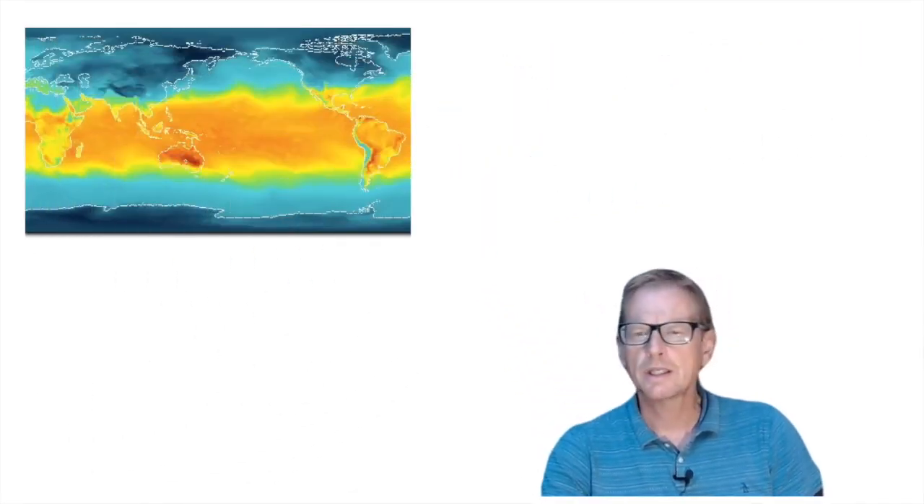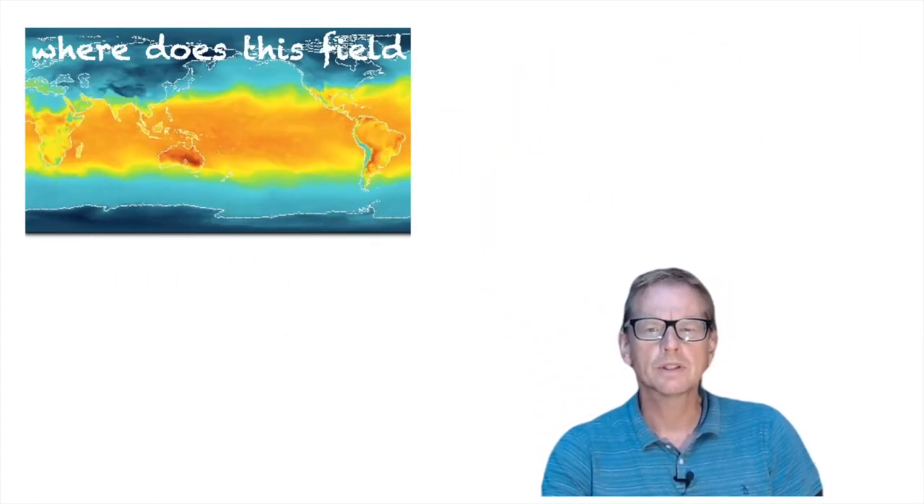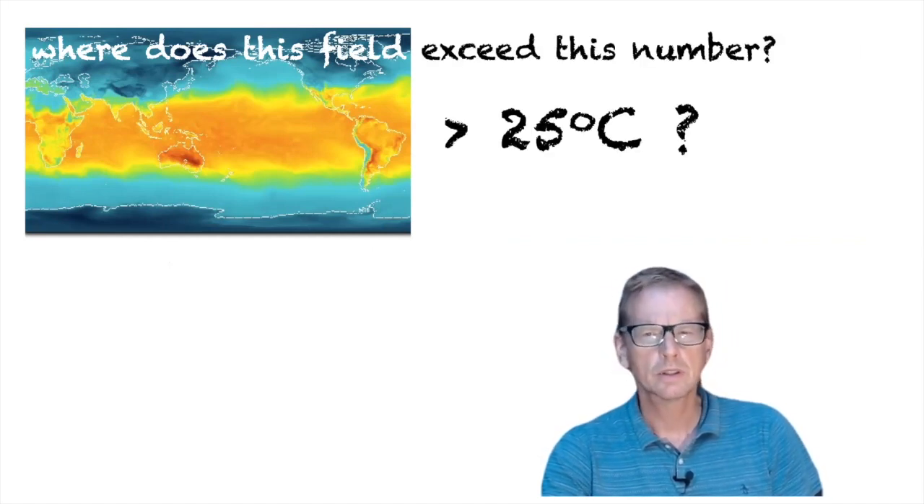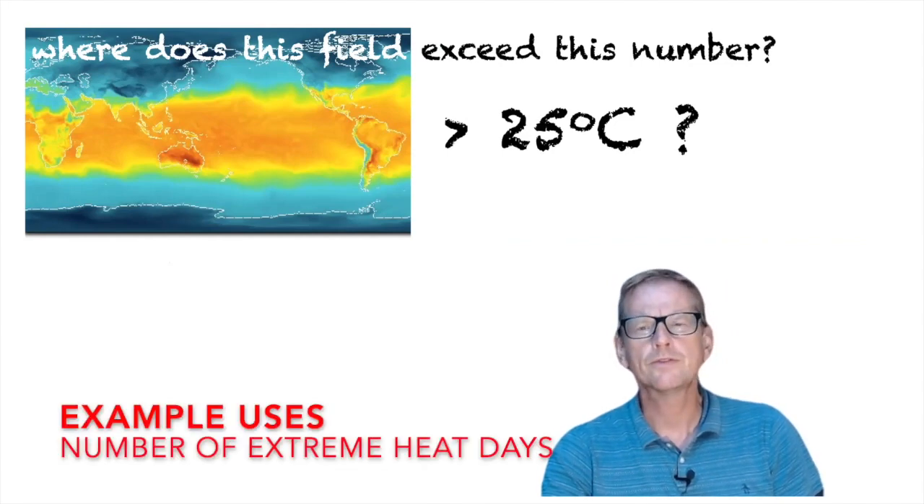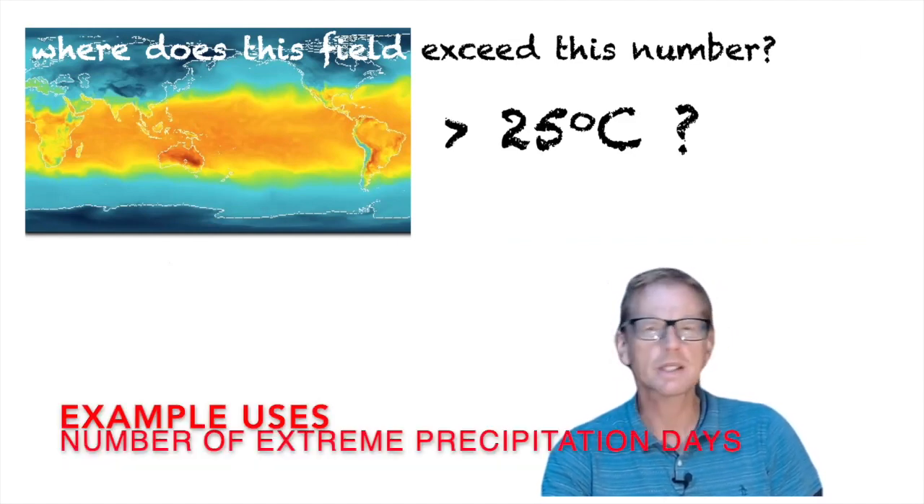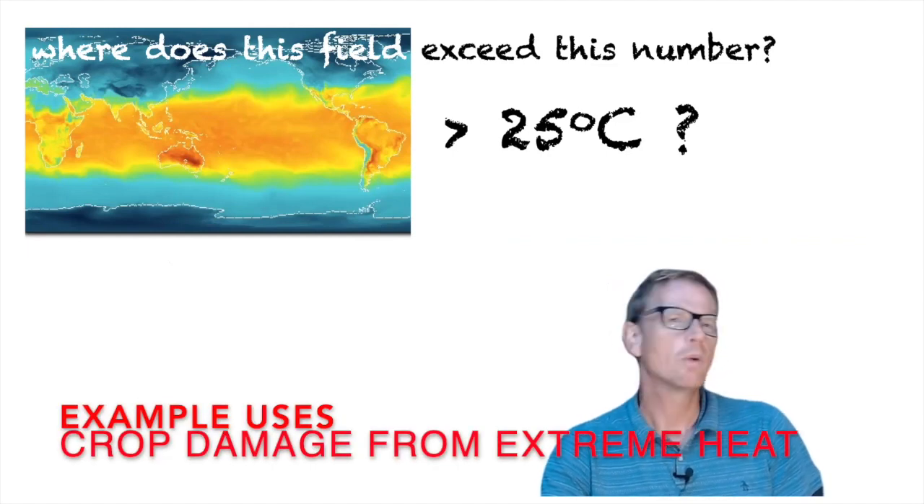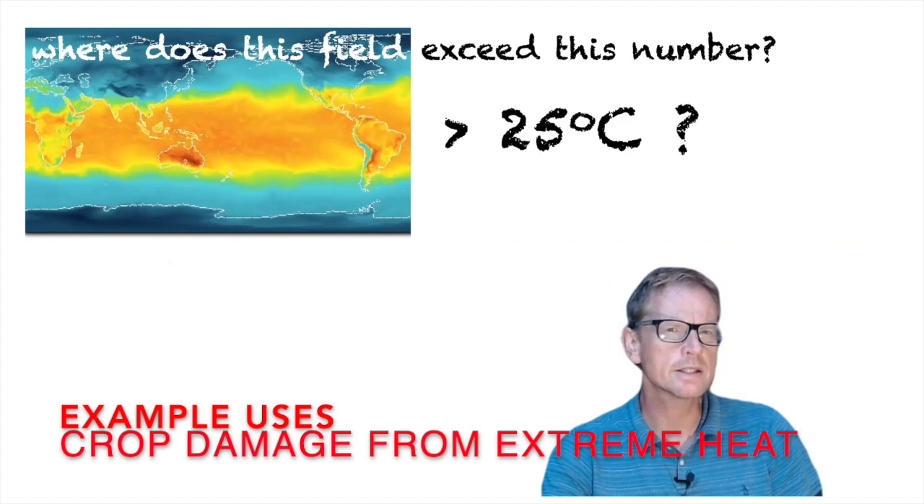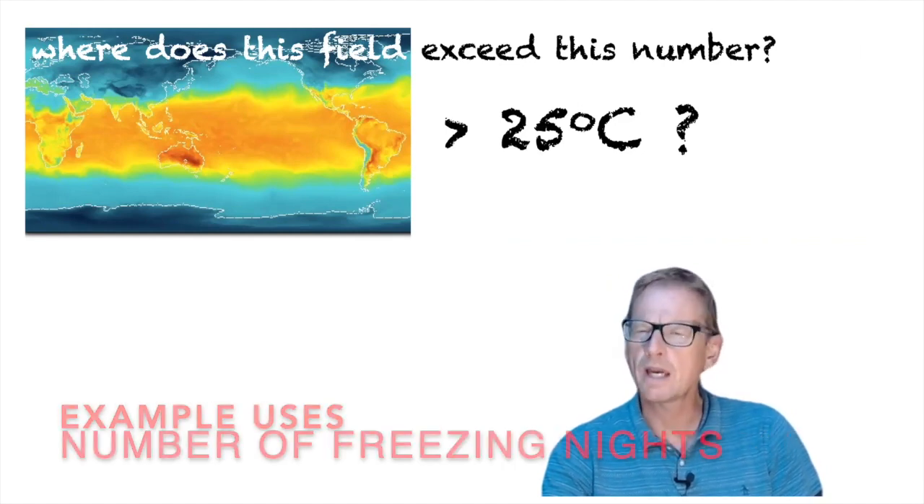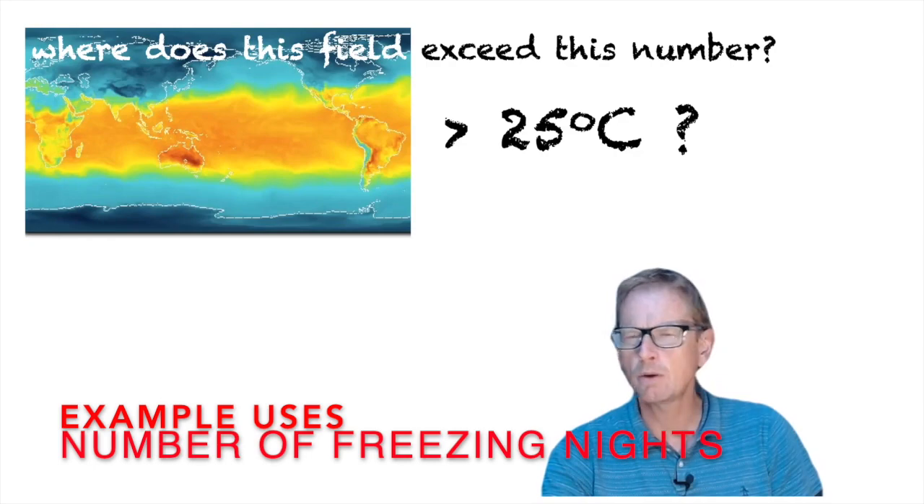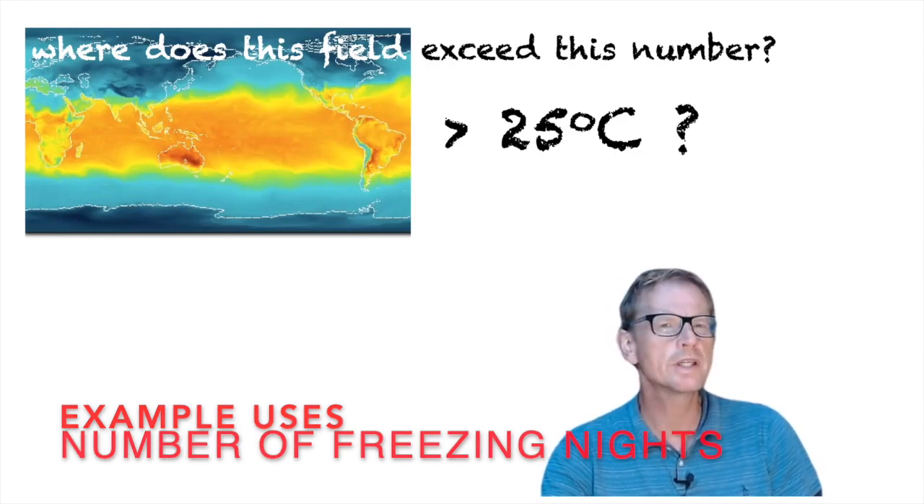Now, what about an example where we have a single field? Now we want to ask the question, where does this field exceed a threshold? We might want to ask, when does this field exceed this number? For example, when does the temperature exceed 25 degrees C? Or when does the precipitation exceed a certain threshold? We might want to do this in order to calculate the number of days when we had intense rainfall. We might have a crop that has a sensitive temperature threshold in the flowering season, or for example, when we go below a threshold, we might want to calculate the number of freezing days in a month.